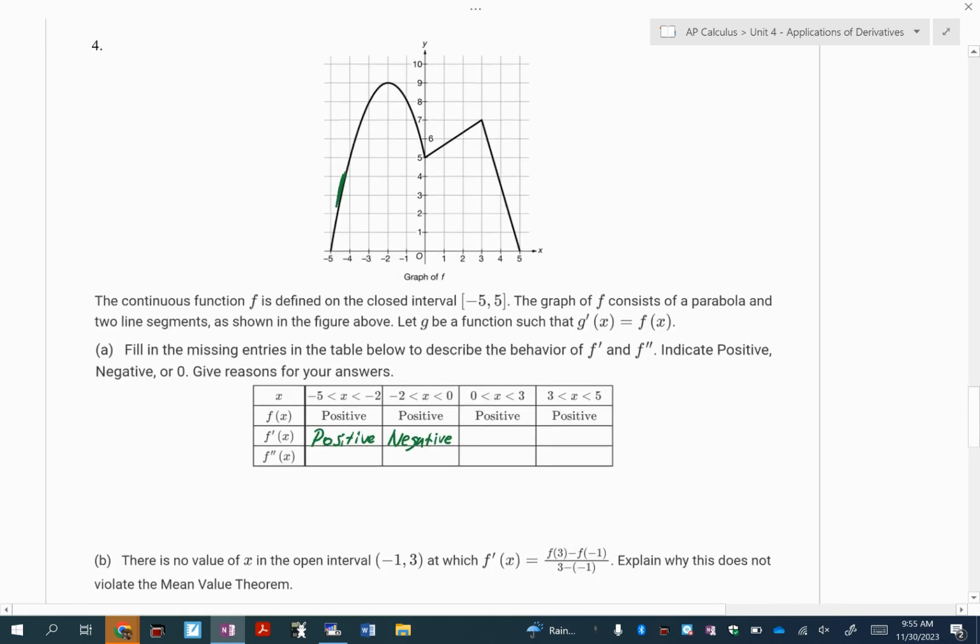Okay, what's happening between 0 and 3? We're increasing again, so positive. And then finally, yes, you're back. We are decreasing from 3 to 5, so negative.